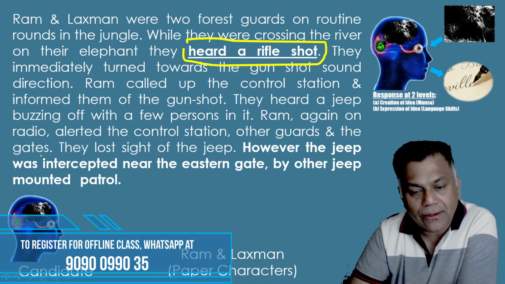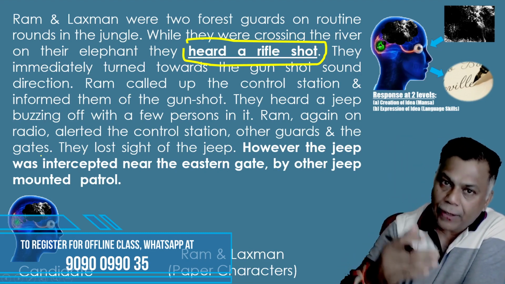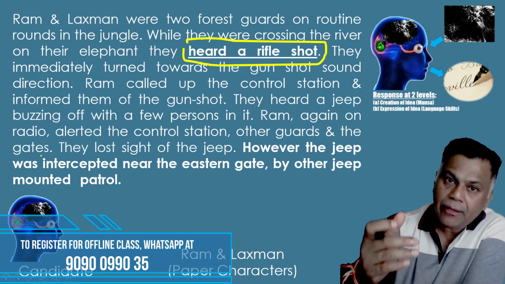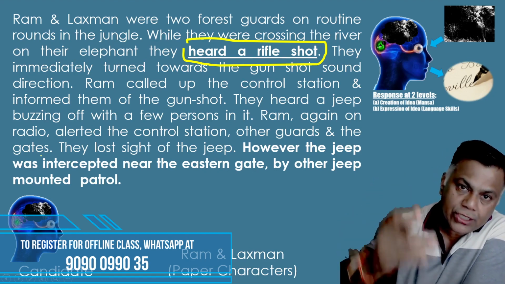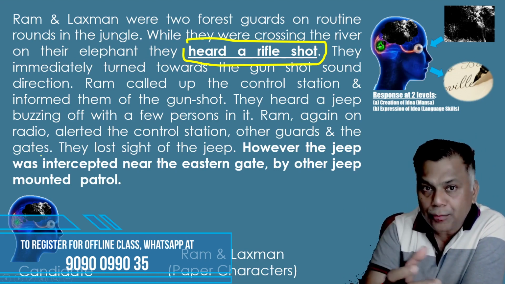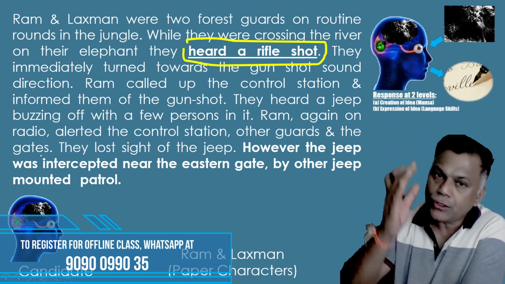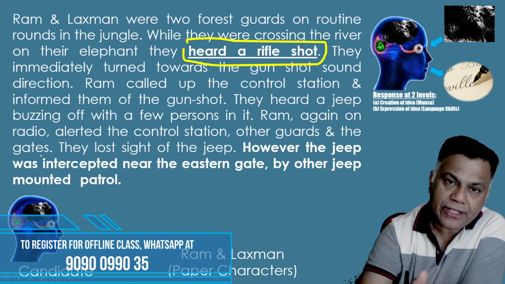So however the jeep was intercepted near the eastern gate by other jeep mounted patrol. So intercepted करके उनको पकड़ना. So the ultimate aim of not allowing these poachers and the jeep to go out of the jungle was the aim, but the means adopted was not कि मैं खुद ही पकड़ूंगा. The team involved. So the aim was to make sure the jeep is intercepted and stopped.